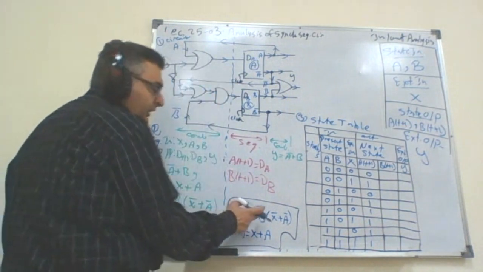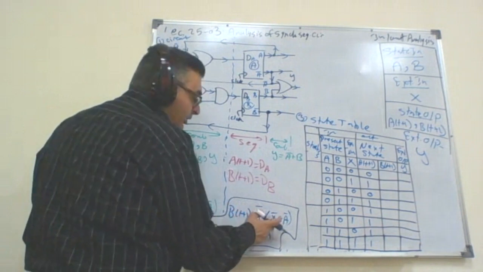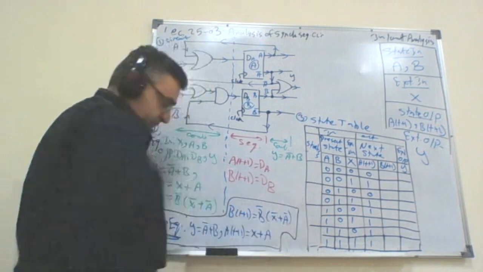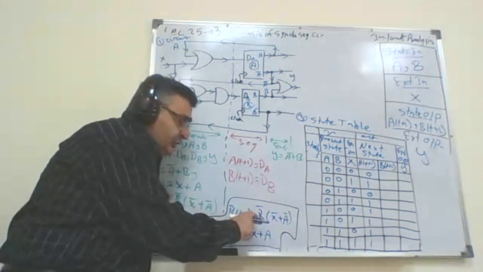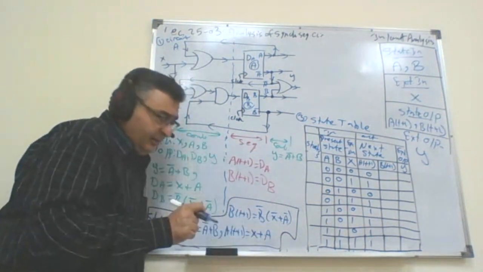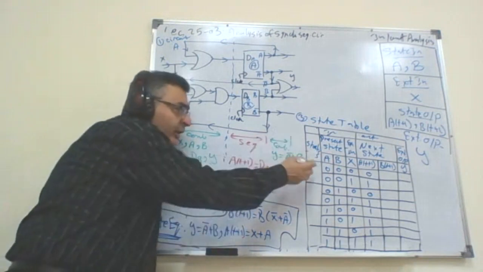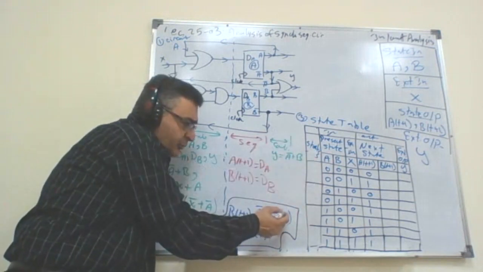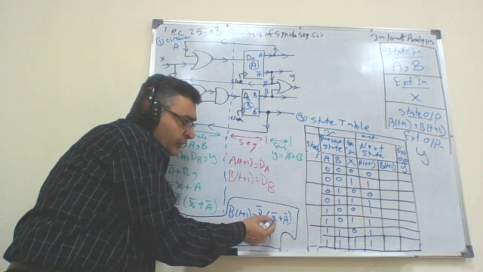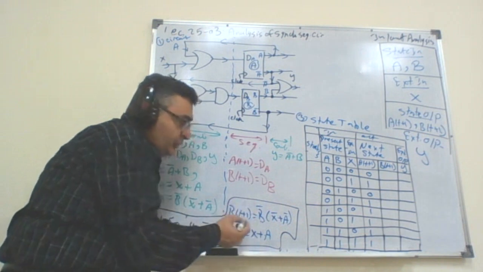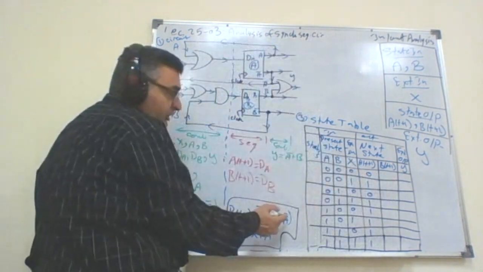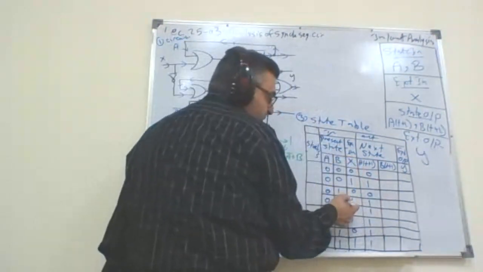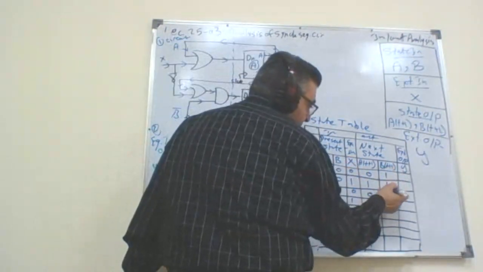B of t plus 1 is actually ANDing between b bar, or with a x bar, or a bar. Let's start by a. When a equals 0, this means x bar or 1, and x bar or 1 means 1. That means the equation will be simply b bar if a equals 0. The equation is b bar, meaning 1, 1, 0, 0.